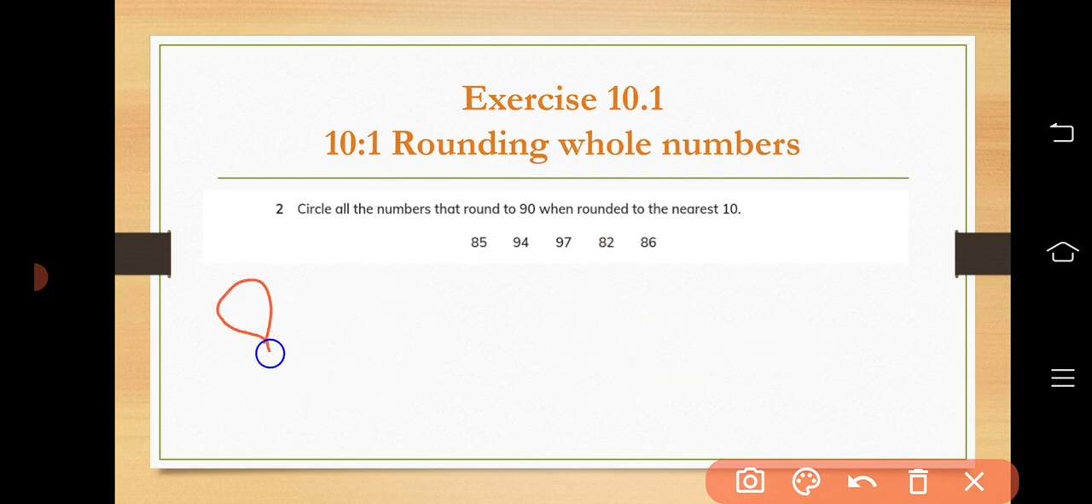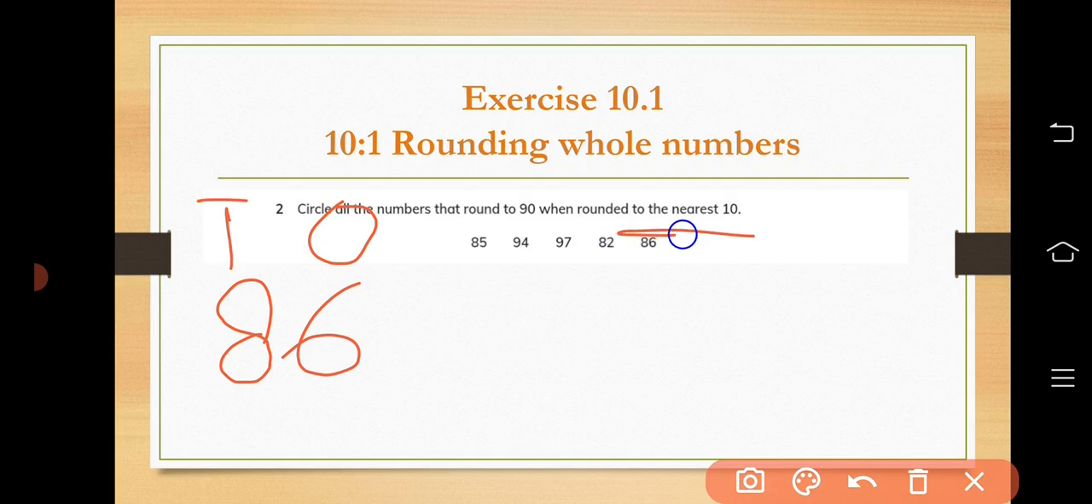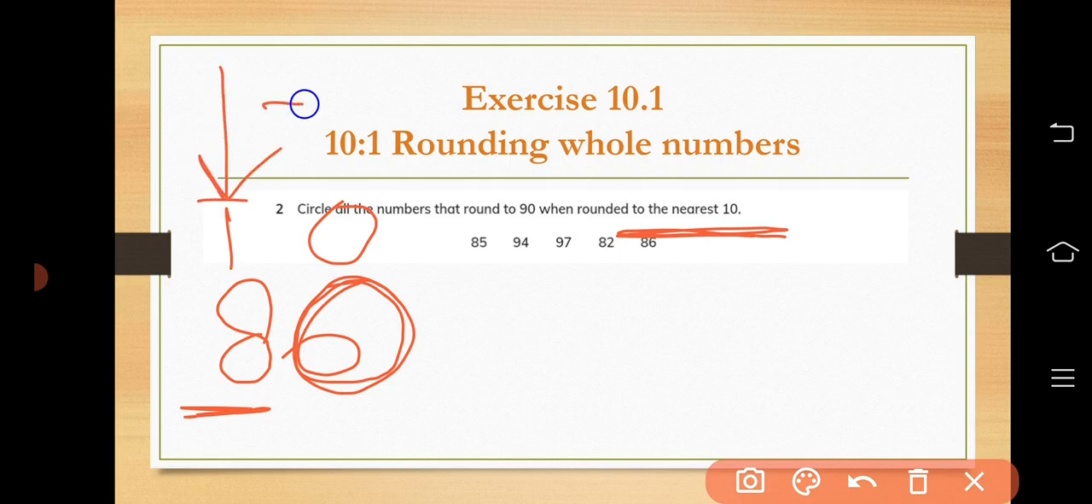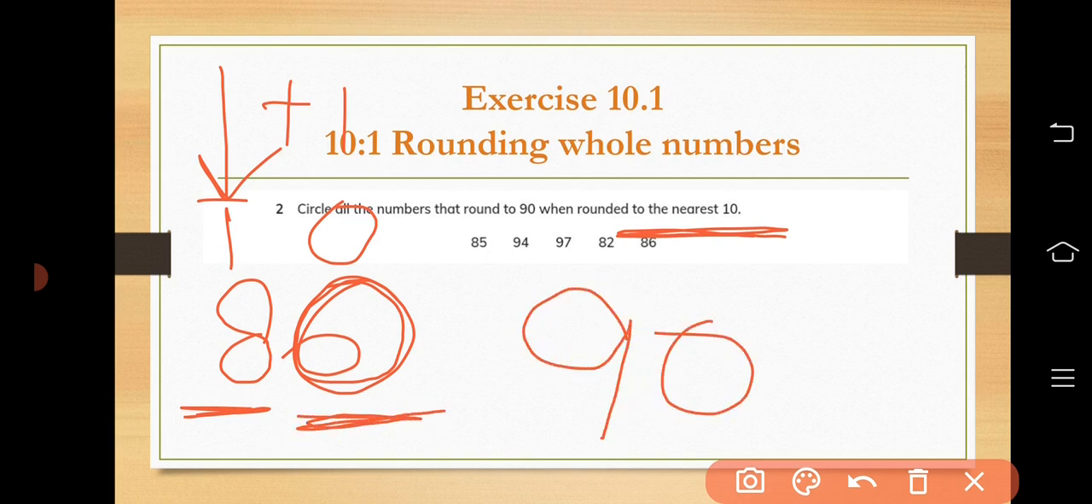Move on to the last number, that is 86. You know that this is your ones value, this is your tens value. Now this is saying that round it to the nearest 10. So you have to underline this value and circle the next value, that is 6. So this value is greater than 5. So you have to add 1 here. Now 8 plus 1 is equal to 9 and the next value becomes 0. So you also circle this value because when we round 86 to the nearest 10, the answer is 90.